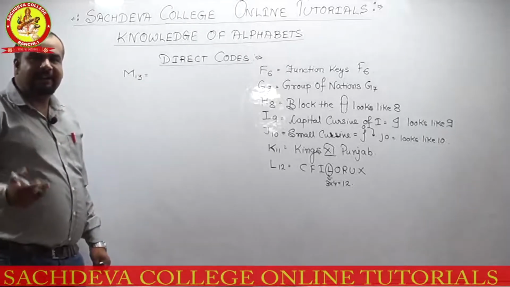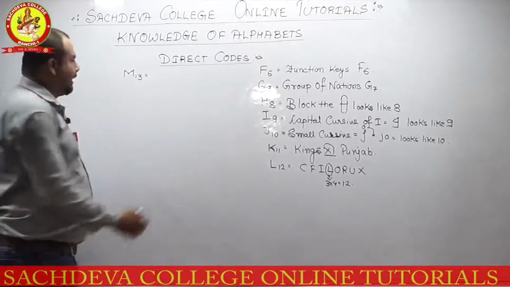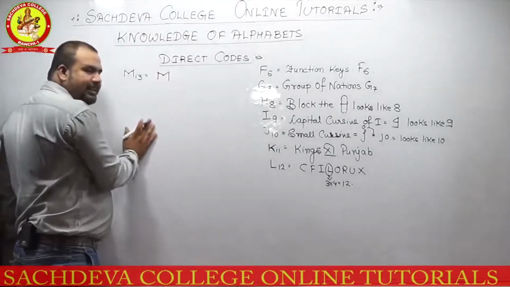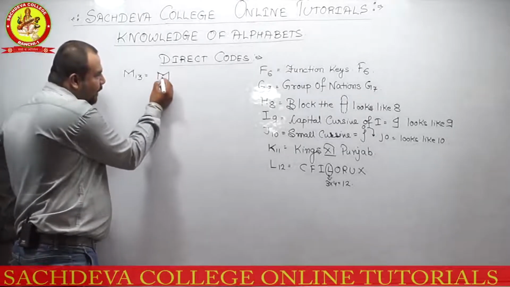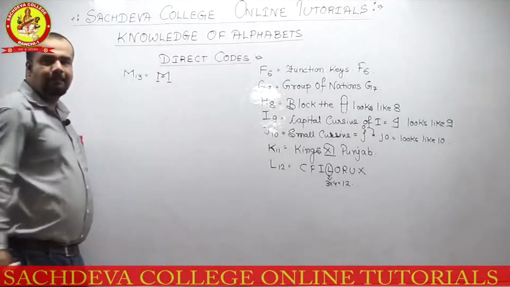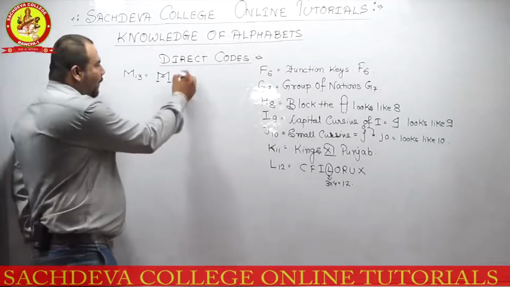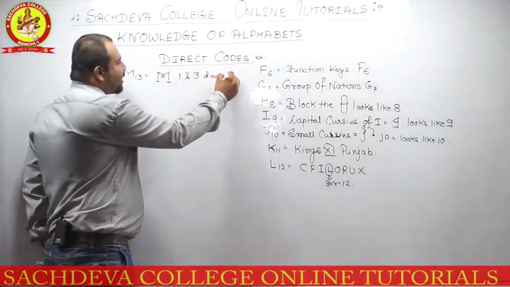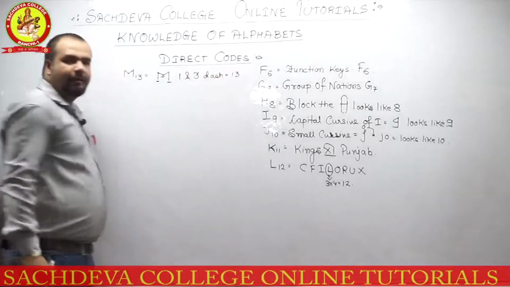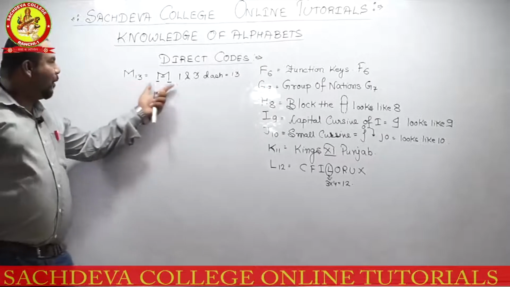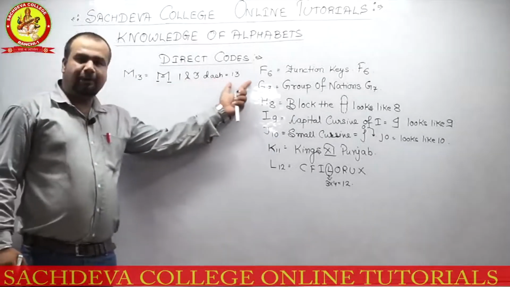But we can remember it with another method. M is like this, and there are 3 dashes below M. 1, 2, 3 dashes. Yes or no? So we can say we have 1 and 3 dash. 1 and 3 dash is equal to 13. Yes or no? 1 and 3 dash is 13.